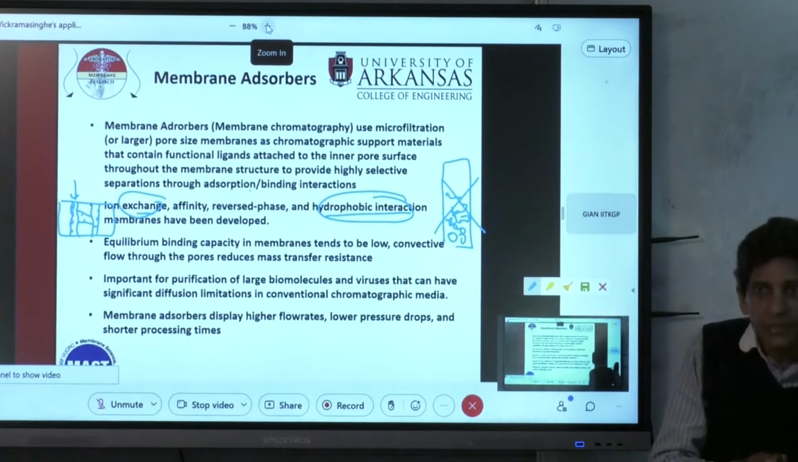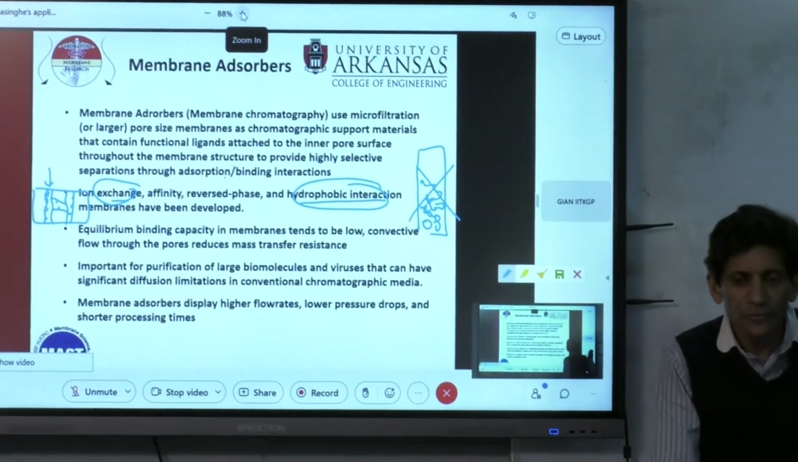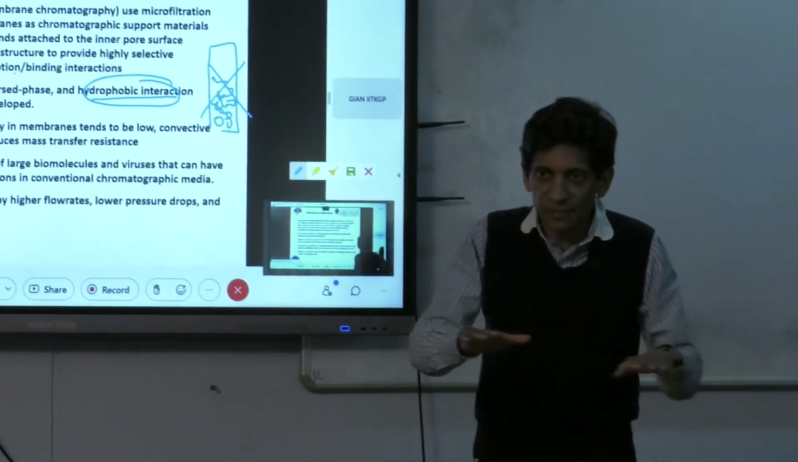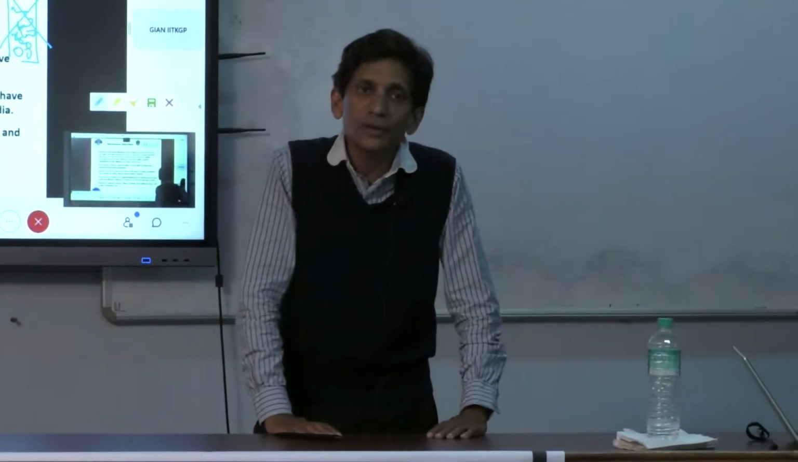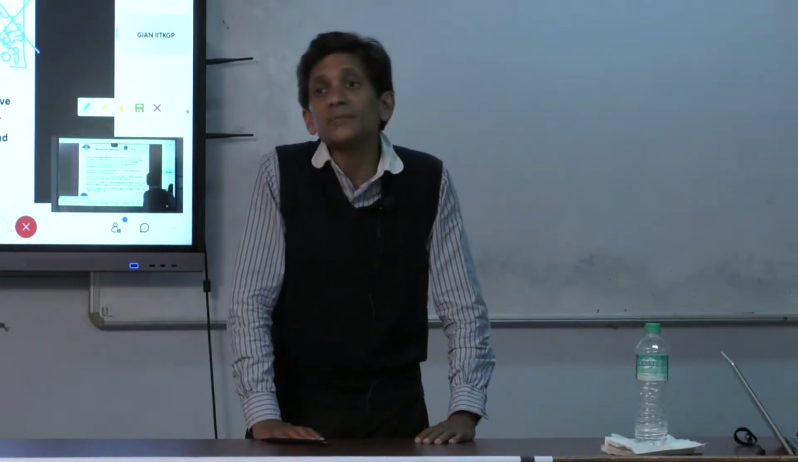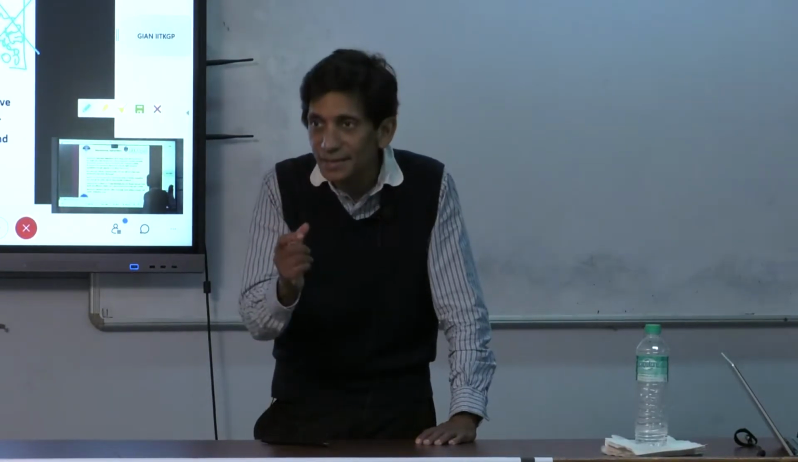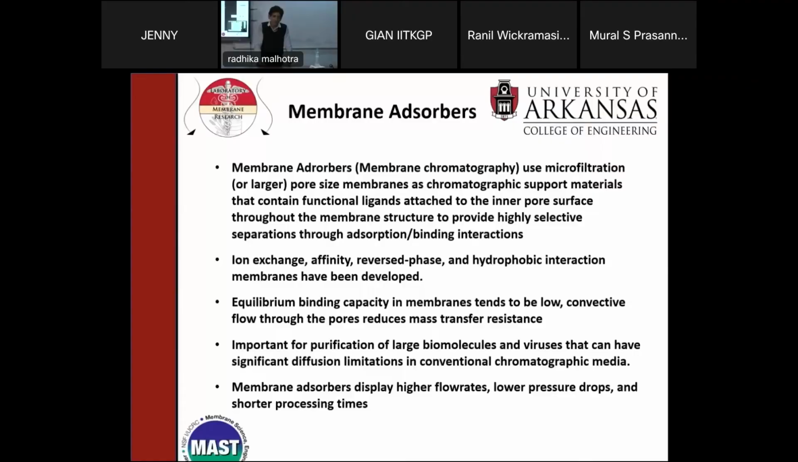A disadvantage in membranes is actually if you took the membrane pore surface and you compared that to a resin particle, you actually will have a lower density of ligands. So in other words, the capacity of this is less than for resins. Okay, that's a disadvantage because you want high capacity. You want to minimize the volume of these things. The advantage is a fluid mechanics advantage.